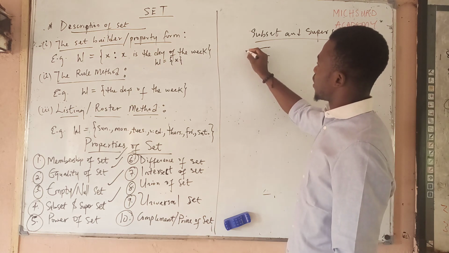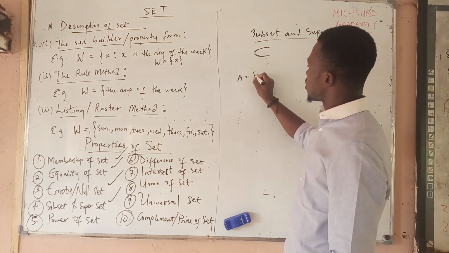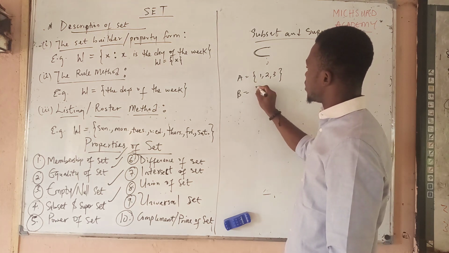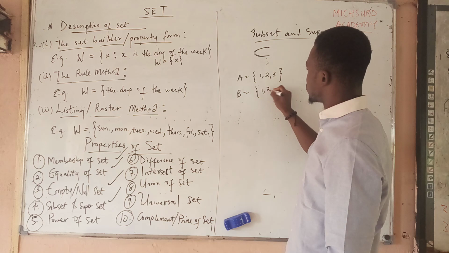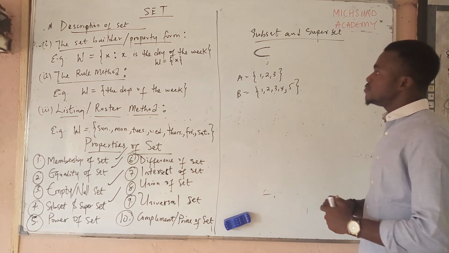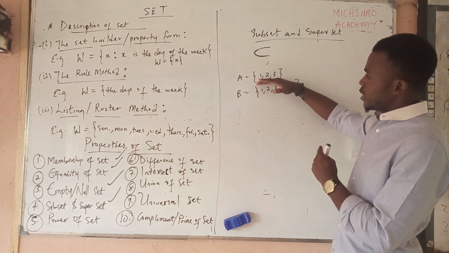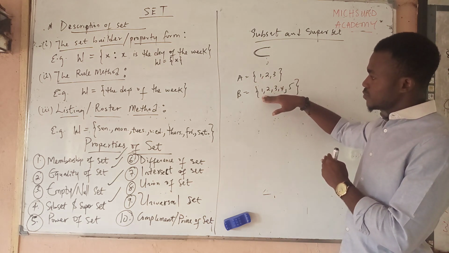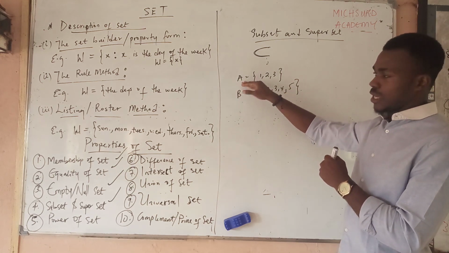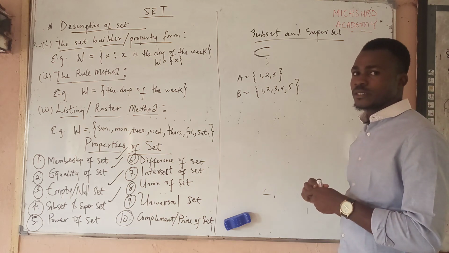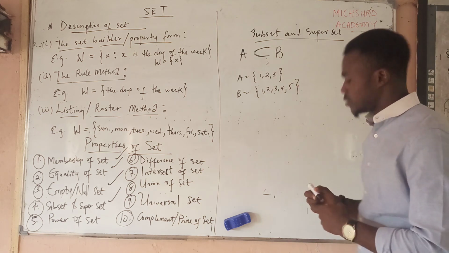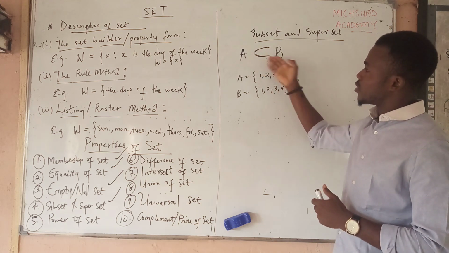Okay. Now if I have that A is equal to 1, 2, 3, okay, and I have that B is equal to 1, 2, 3, 4, 5. Okay. Now you see that all the elements we have in A are just in B. Okay, so it looks as if B is producing A, and A is gotten from B. Alright, so we say that A then is a subset of B, since A is gotten from B.